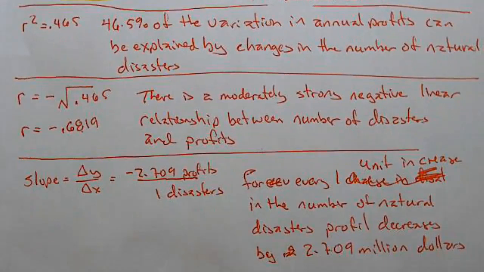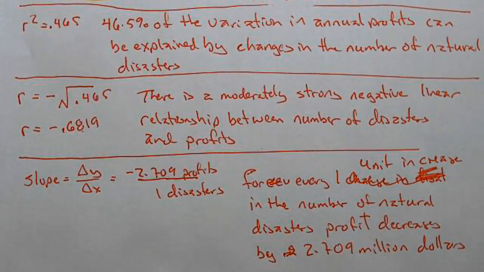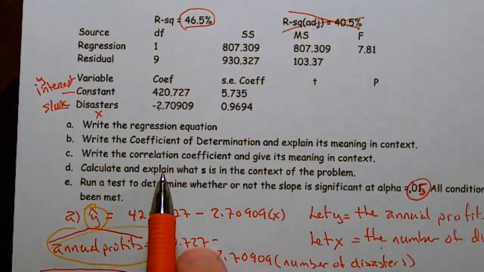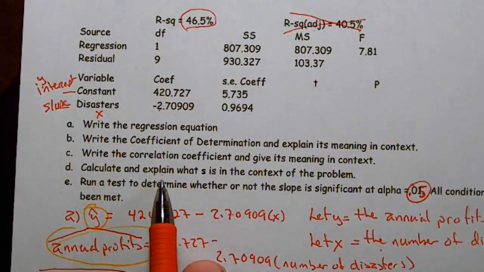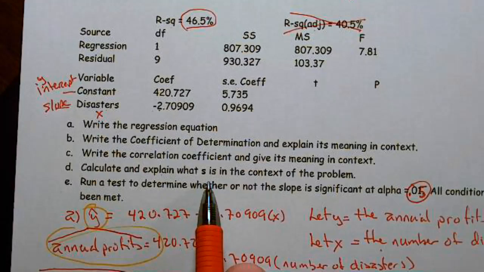So for every single natural disaster that occurs, profit decreases by 2.709, right? And I said 1 unit increase, but you can say for every natural disaster that occurs, profit decreases by 2.709. The next thing says, over here, it says calculate S in the context of the problem, and explain what it means in the context of this problem.